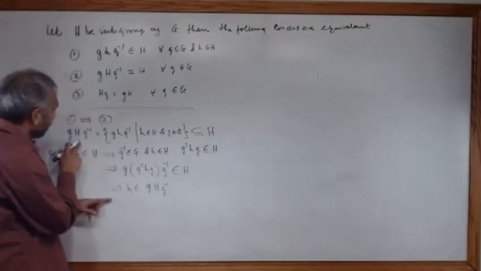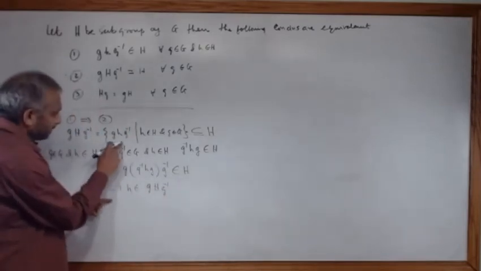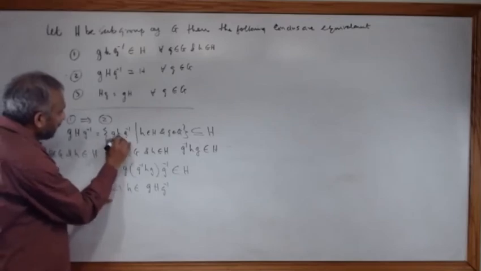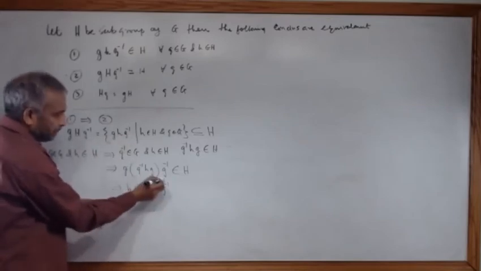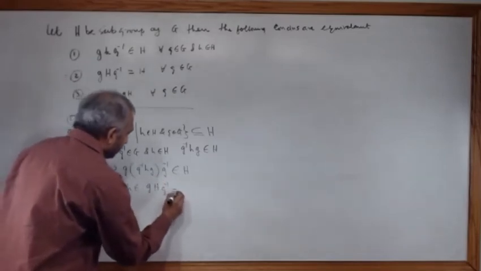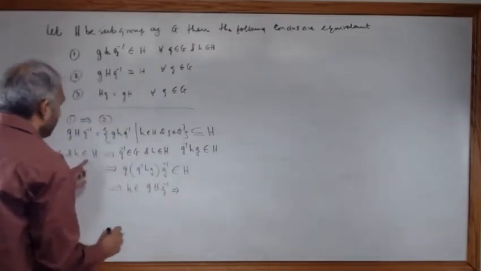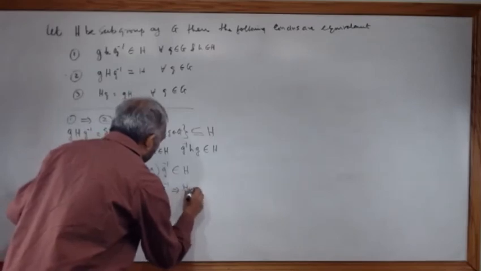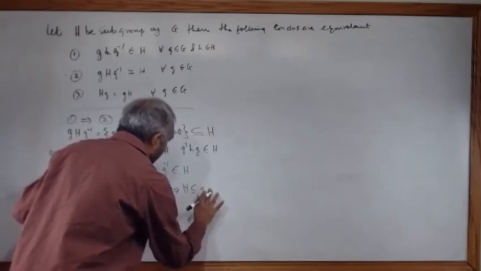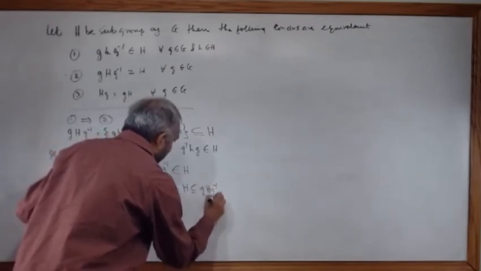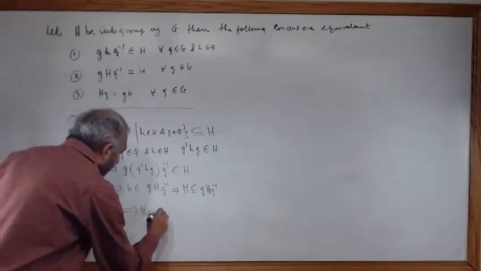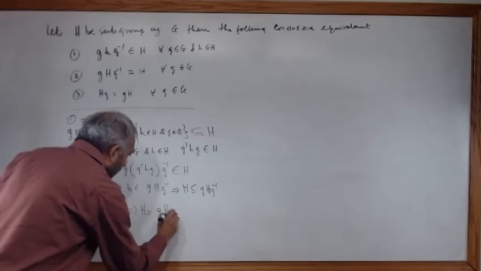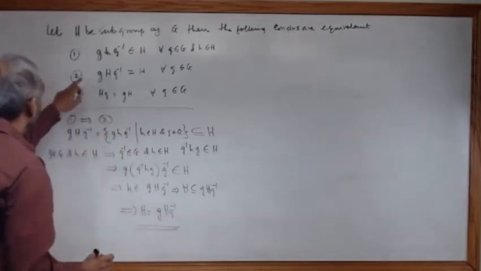Why? Because the definition of gHg inverse is this. This is actually an element of H, and this is g, and this is g inverse. So that implies H is a subset of gHg inverse. And that implies H is equal to gHg inverse. And that is what we want to prove the next one.